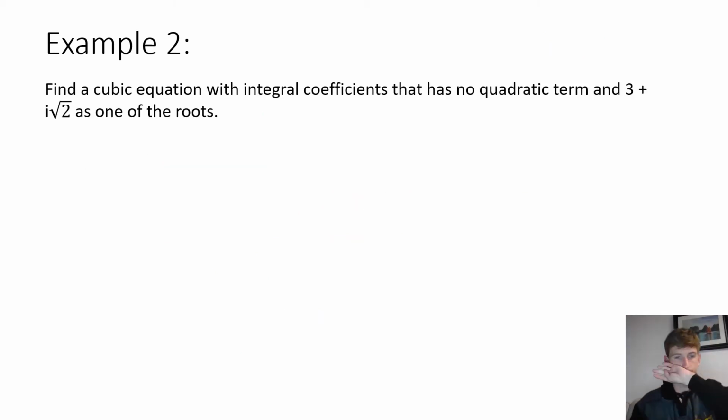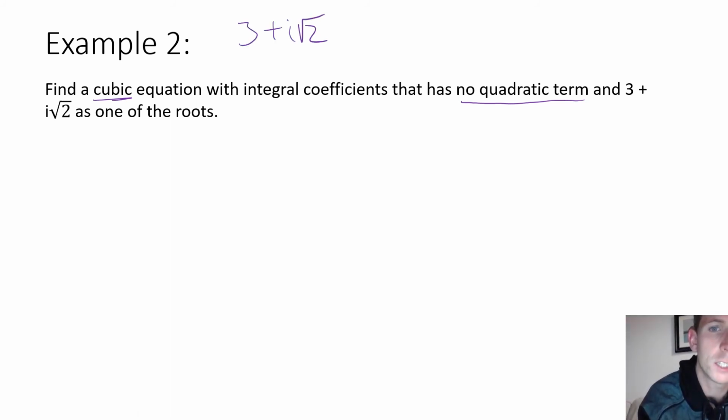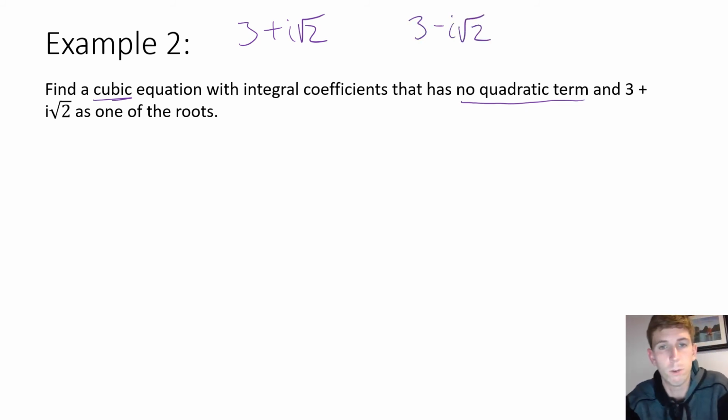All right, so last example I'm going to do on this video. Find a cubic equation with integral coefficients that has no quadratic term, and 3 plus i root 2 is one of the roots. So some key info here. We've got a cubic, so not a quadratic, so we can't use the same thing we did last time. No quadratic term, that's going to be important. And it has 3 plus i root 2 as a root, and by the complex conjugates theorem, we know that 3 minus i root 2 is also a root.